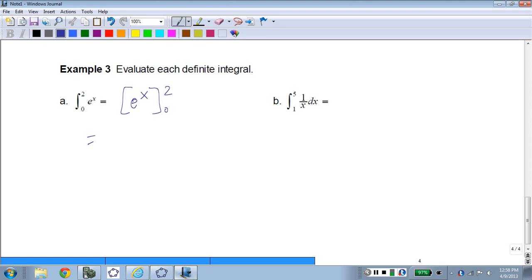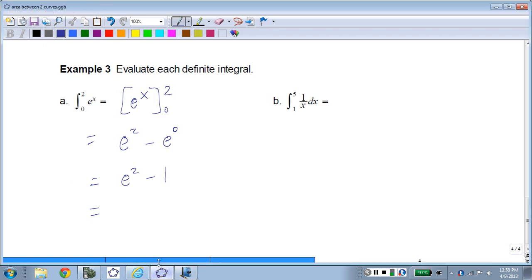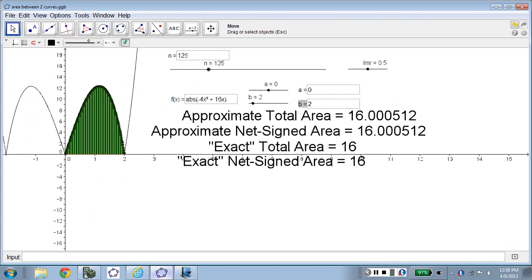Take the 2, plug it in, get e squared. Take the 0, plug it in. Oops, it's supposed to be a minus sign. Take the 0, plug it in, and get 1. So this is going to be e squared minus 1. E squared is 7 point something. We subtract 1, we get 6 point something. But it's completely above the x-axis. So if we go here, I want area between two curves.